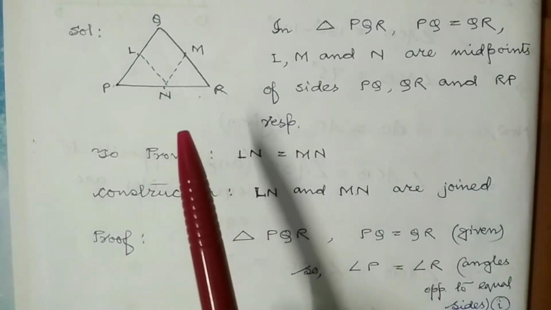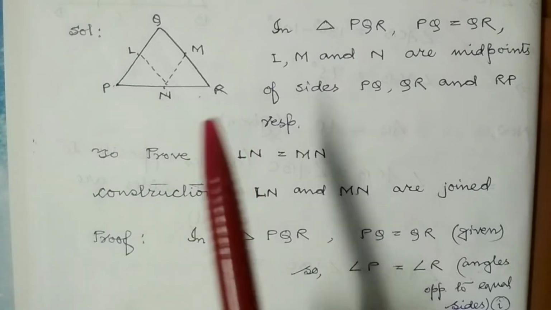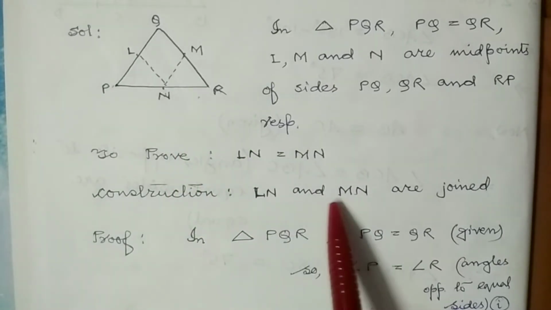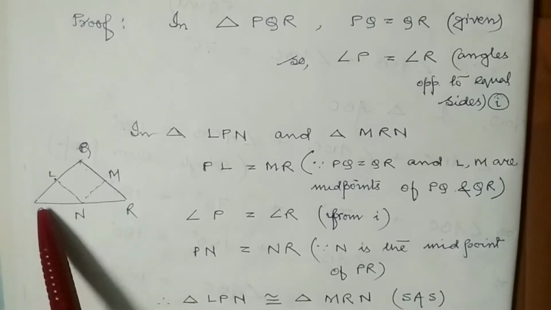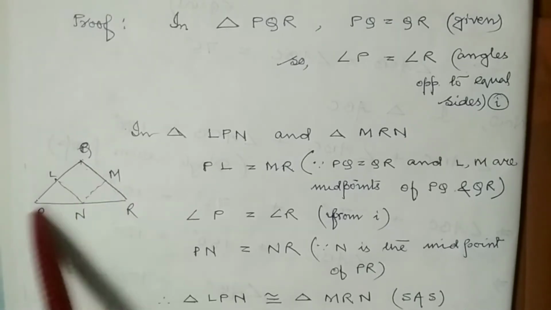In the construction part, we have to add LN and MN, so we have written LN and MN are joined. Now let me prove. In triangle PQR, PQ equals QR.